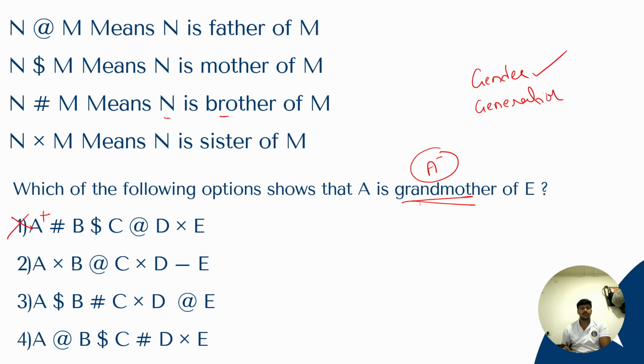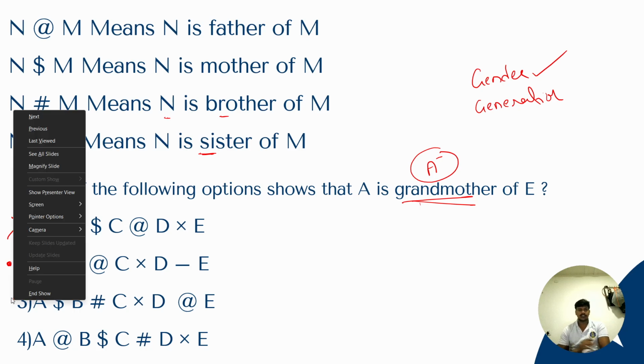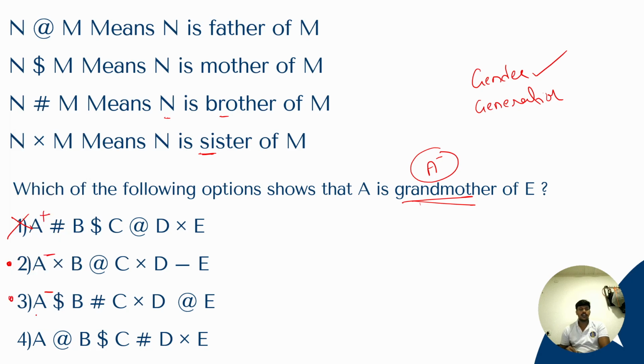Next one, A into B. A into means A is sister. A is sister means A is a female person. I also want a female person. So I'm not saying that is the answer, but that can be my answer. Let's move on to the next one. A dollar B. Dollar means A is mother. I also want a female person, so this can also be my answer. So keep it aside. A at B means A is father. So here male, so this is also not my answer.